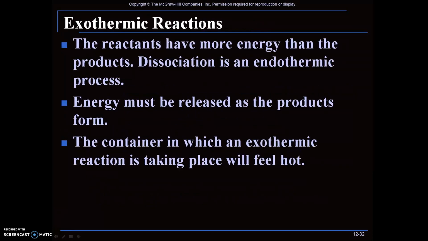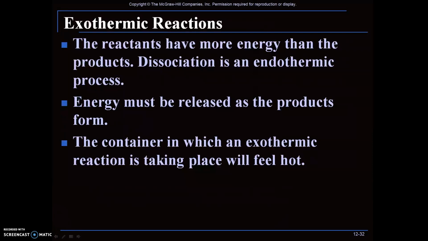The reactants have more energy than the products. Dissociation is an endothermic process. If you have a compound and you want to break it into two pieces, which are two materials, then it is called the dissociation process. For example, if you have water and you are trying to break that water into hydrogen and oxygen, this is called a dissociation process. And this requires energy.